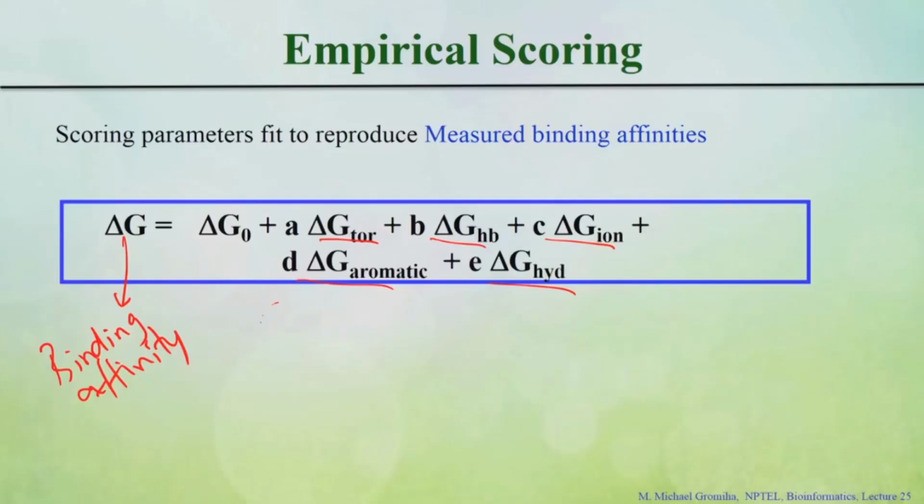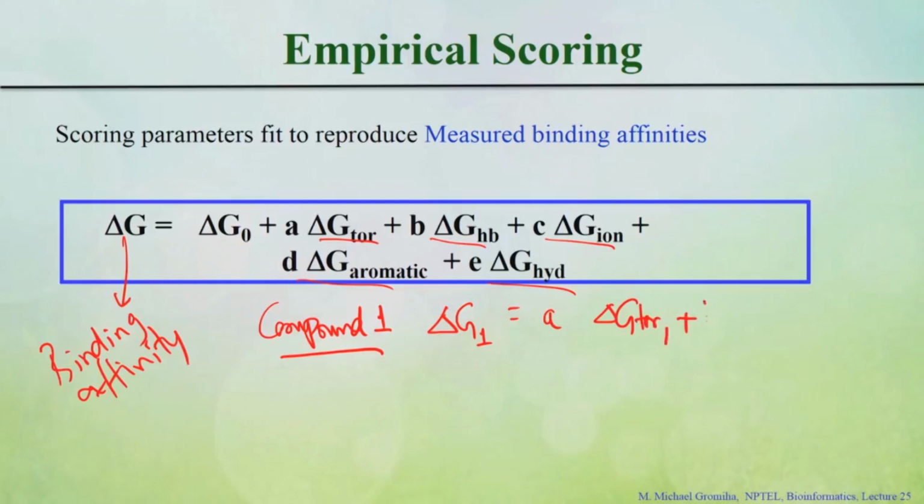So, when we get all the parameters, take compound 1. You can see delta G1 is known, equal to A times delta G torsion 1 plus B times delta G hydrogen bond 1 and so on. We take compound 2, you can get the value delta G2 using this. Now, if you see the right-hand side, all these delta G's you can calculate from the complex, or from the free protein. These values are all known.